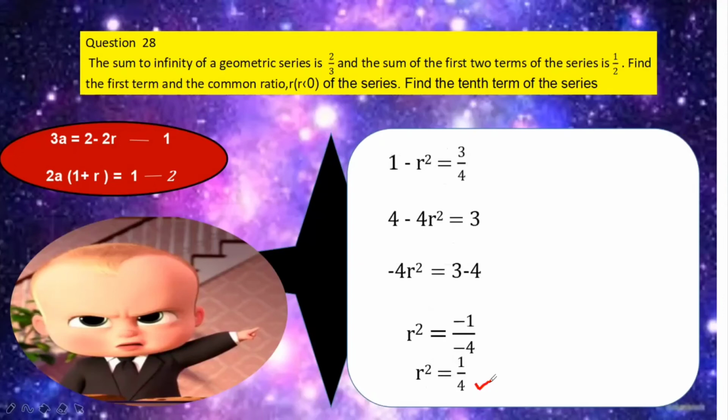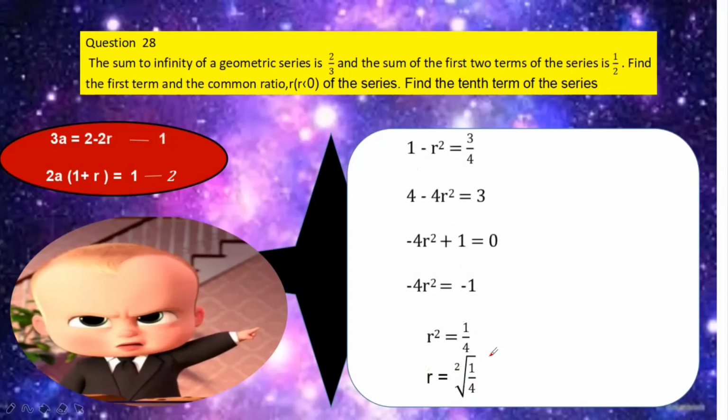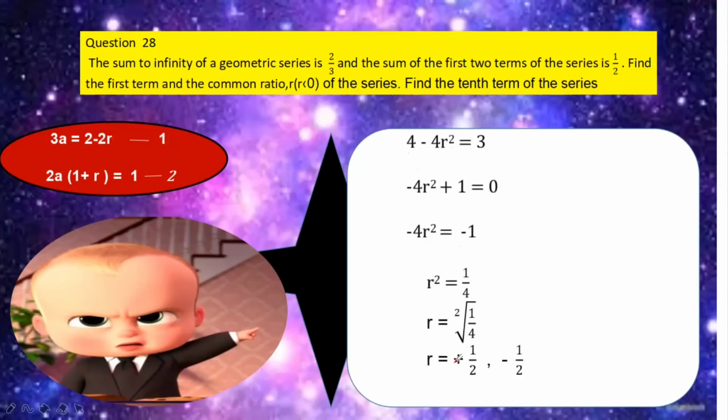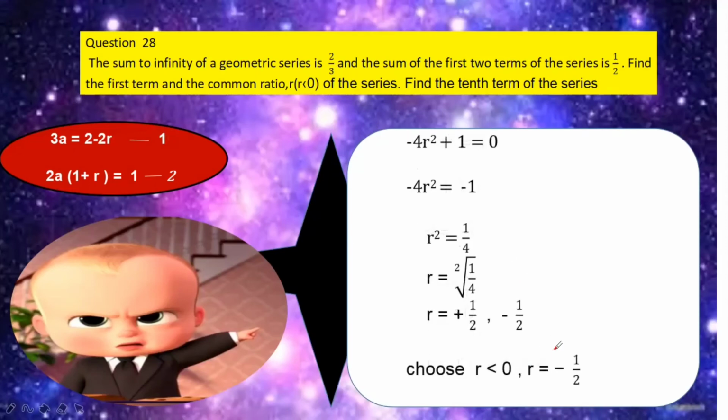And then how do we get the value of r? You need to square root 1 over 4 because it involves the square here. So the square root of 1 over 4 gives the answer r equals positive 1 over 2 and negative 1 over 2. In the question, they have stated that r must be less than 0. So you can choose negative 1 over 2. So choose r less than 0, which is r equals negative 1 over 2.